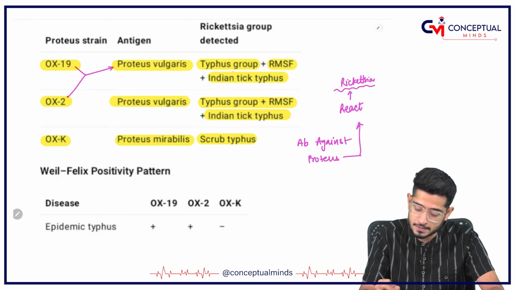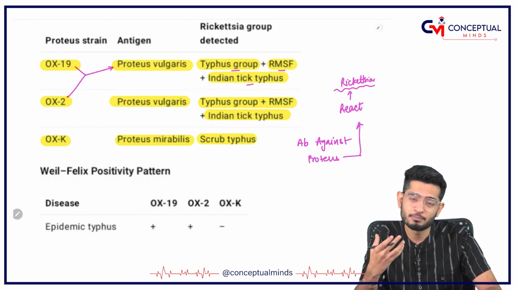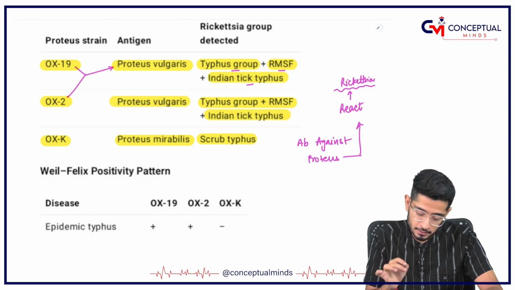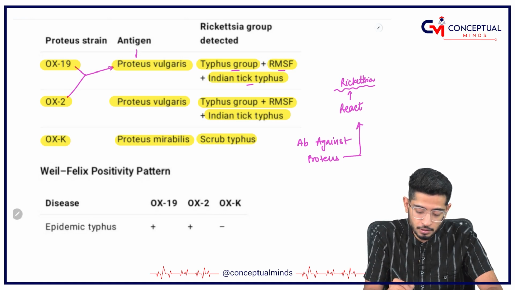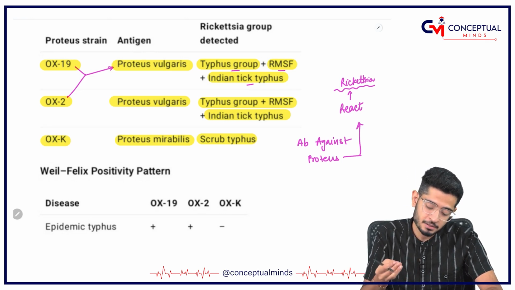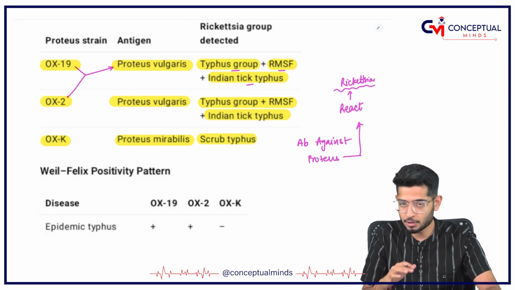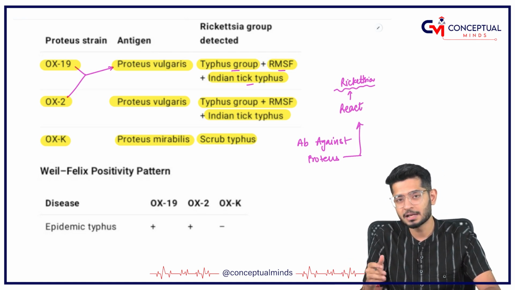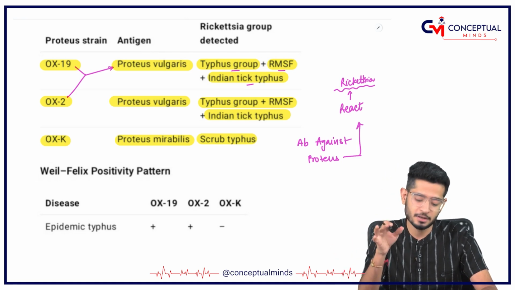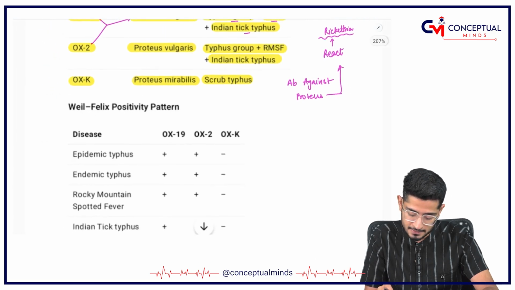Rickettsial group, which is causing the typhus and the spotted fever and the Indian tick typhus. So it can be used. What you do, you take the Proteus vulgaris antigen, OX19 and OX2, and it is going to cross react with Rickettsia, and then you will be able to understand that rickettsial infection is present.